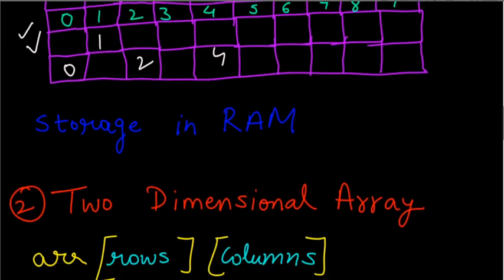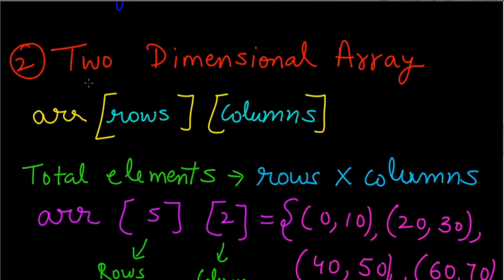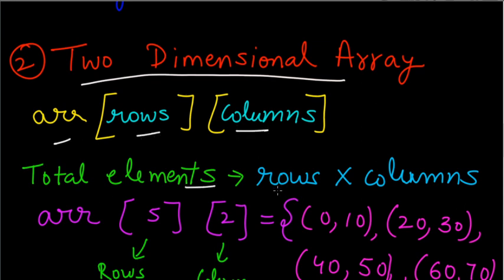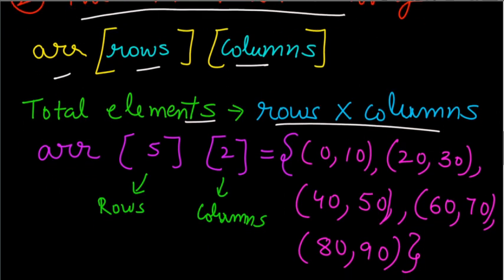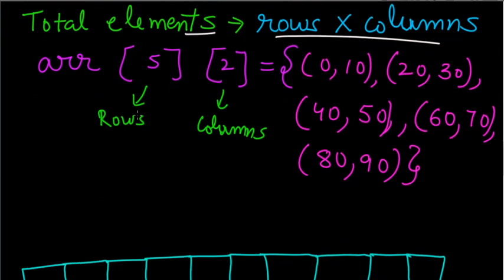Now coming to the two-dimensional array. So what is a two-dimensional array? The elements are represented with two subscripts. So for the array, we have rows, then columns. So the total elements will be rows into columns. The example here is array[5][2]. 5 is the number of rows, 2 is the number of columns. So 5 into 2, that is 10 elements. So there will be 10 elements: 1, 2, 3, 4, 5, 6, 7, 8, 9, 10.